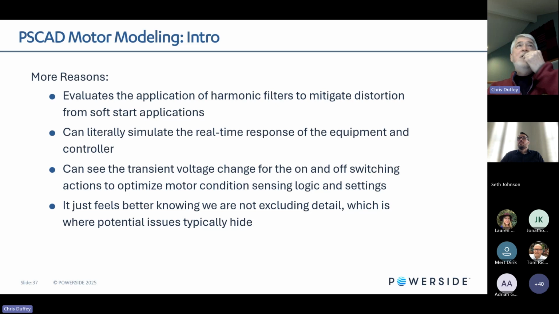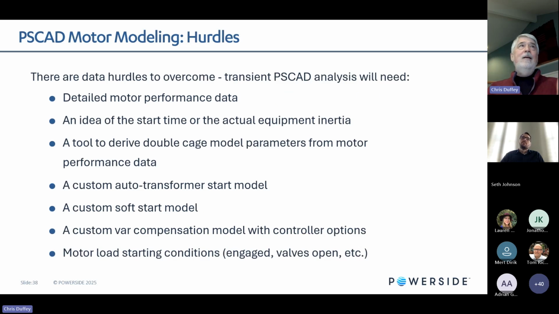So, a number of hurdles for PSCAD analysis. Detailed data. Kind of have to have an idea of the start time. We have to have a tool to derive the parameters for us. A custom model, you have to build that inside PSCAD. Custom models for auto transformers, soft starts, VAR compensations. And the motor load starting conditions, we need to know, is it unloaded? Is it loaded? Are valves open?